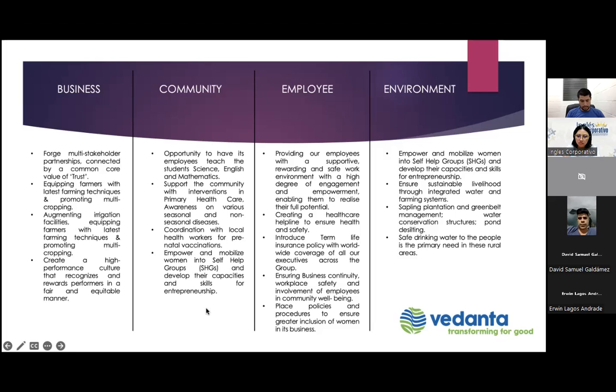Also, when using water, they implement strategies focused on optimizing water consumption and minimizing the amount of fresh water used in their processes. To this end, they achieve zero discharge in many of their businesses.